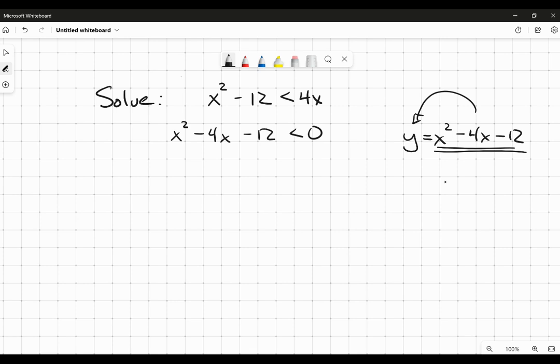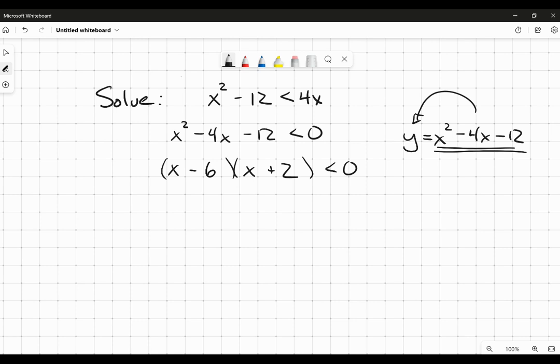So the first thing I'm going to do, just like I would if I was going to graph that, is factor this so that I can figure out what the x-intercepts of that graph are going to be. When I do that, I'm looking for two factors of negative 12 whose sum is negative 4. And after just a little bit of thinking, I get that that's going to be negative 6 and 2.